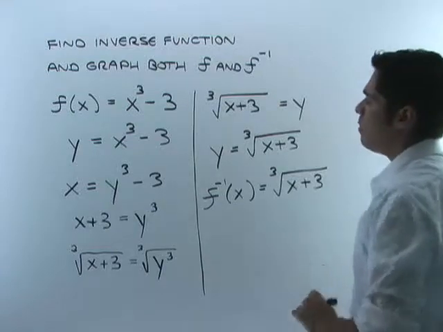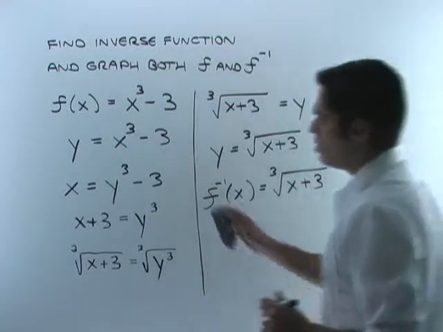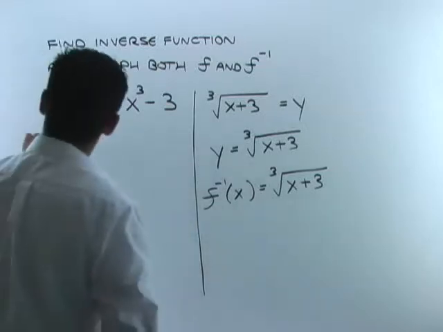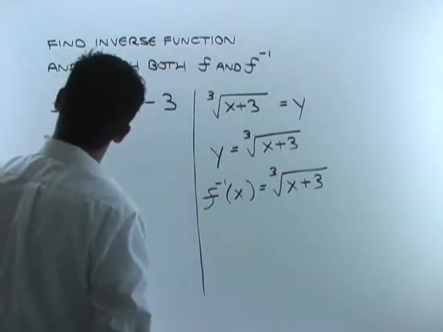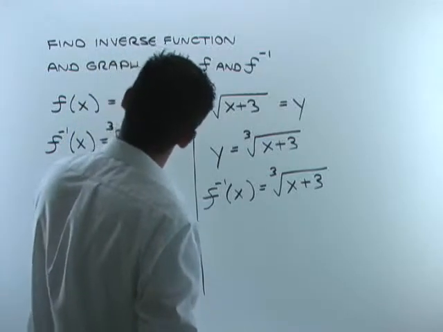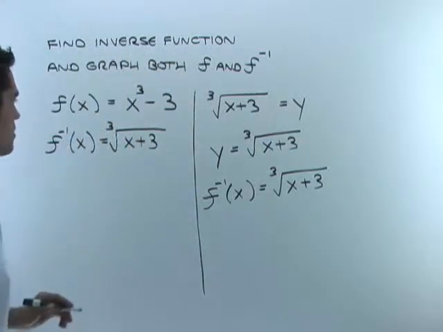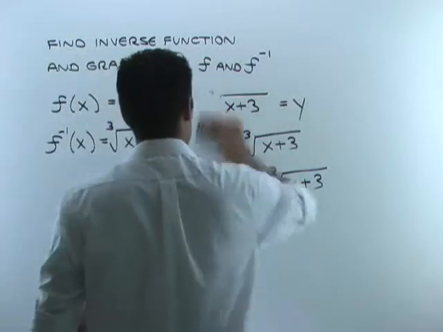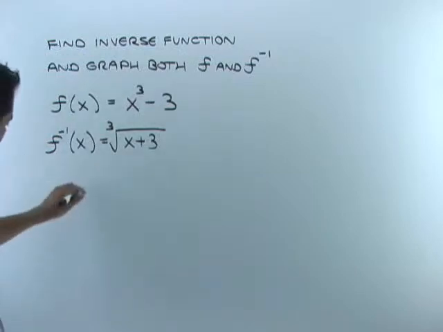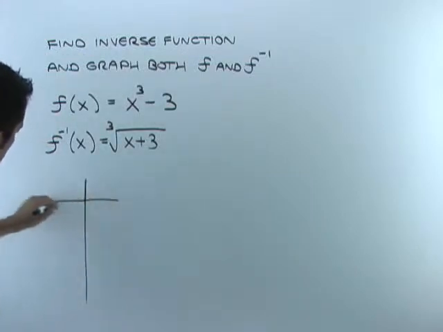Okay, so now we have both f and its inverse function. So I'm going to write both of those down over here. So there's f, and here's its inverse. And now I'd like to graph both of these. So in order to graph these, here's what I'm going to do. I'm just going to graph f first. So f should be easy to graph.